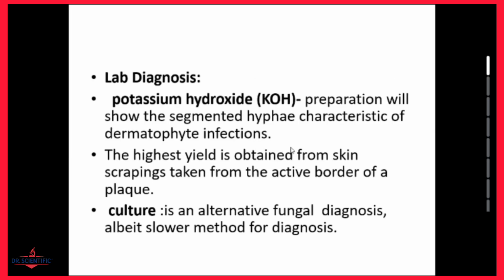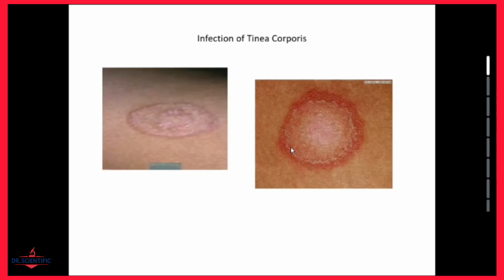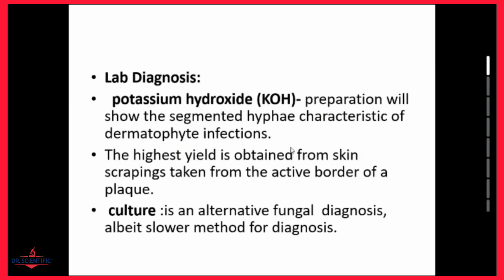How do you do the diagnosis? Potassium hydroxide, KOH 10% preparation will be done to check for the septate hyphae characteristic of dermatophyte infection. The best sample is the skin scrapings taken from the active border of the plaque, the way I've shown you. So the active borders are along the edges, the outer edges. That's where the fungus is very active and is destroying the skin. That's where you target to collect the sample, check through KOH 10%.